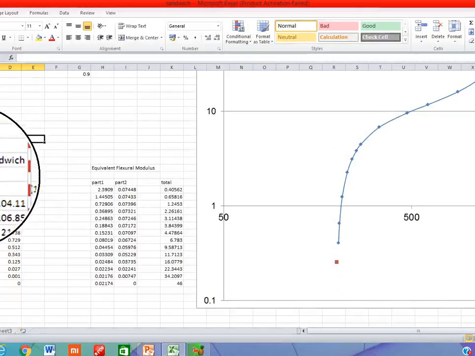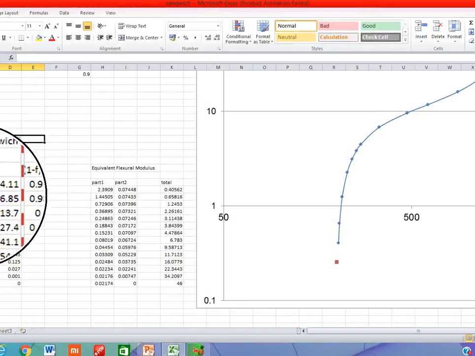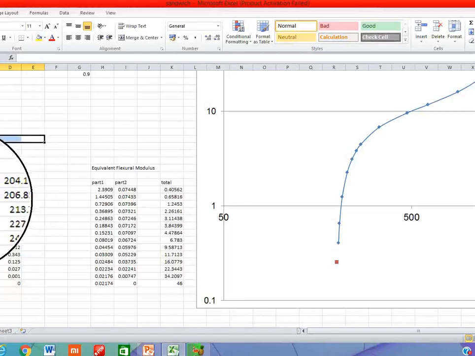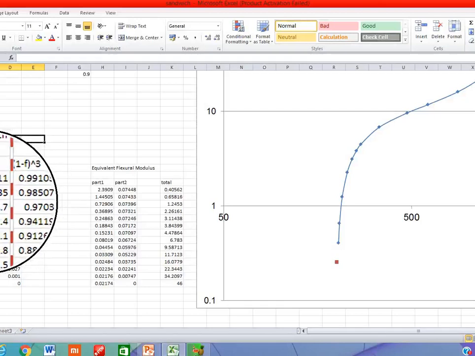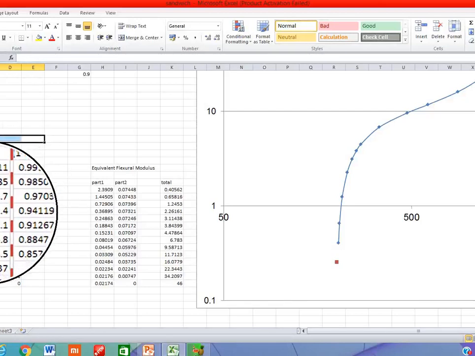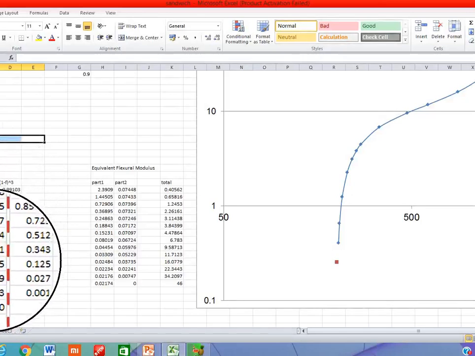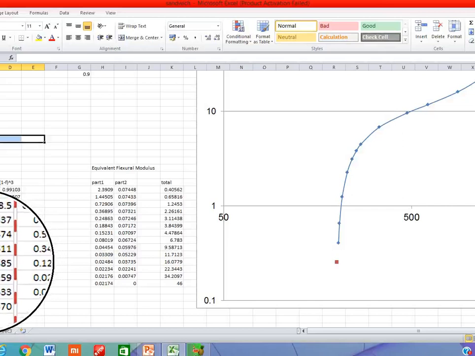Now that we have calculated the density of the sandwich structures based upon the expression that we derived from the simple rule of mixtures, we have the density of the sandwich given as 204, 206, and going up to around 1570 for the total. This is one, I've just taken it.